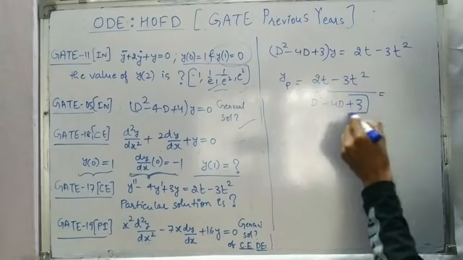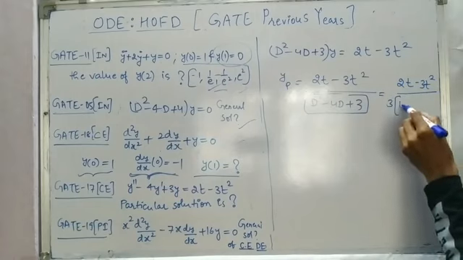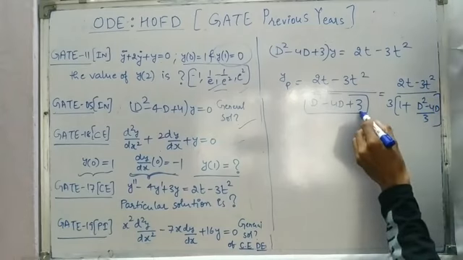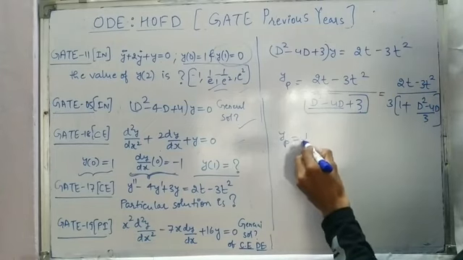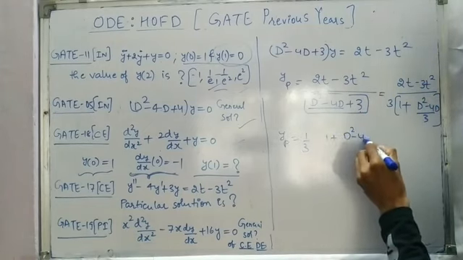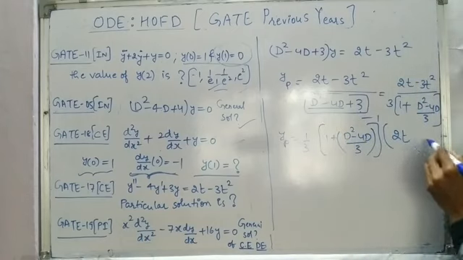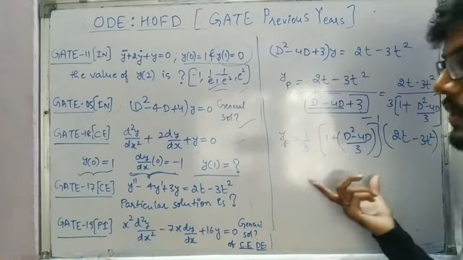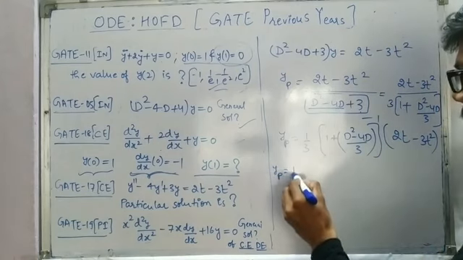So we have to make this term something like 1 plus. For 2t minus 3t square divided by 3, I will take 3 common, so this will become 1 plus D square minus 4D divided by 3. If I take 3 common, this will be 1 and the rest will be divided by 3. So now we have yp is equal to 1 by 3 times 1 plus D square minus 4D by 3 whole inverse, and our polynomial is nothing but 2t minus 3t square. What we have to do is make use of binomial expansion and apply all the differentiation possible on this particular polynomial.